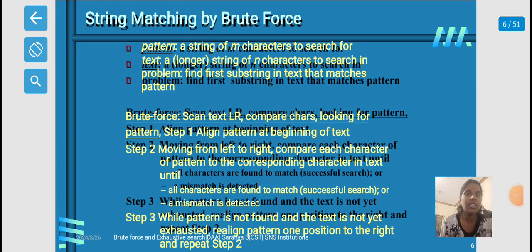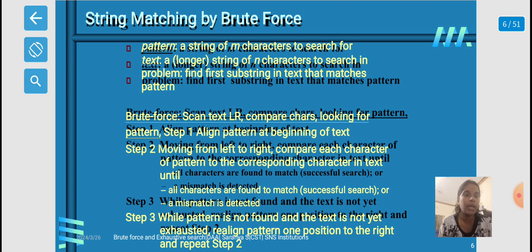The next one is string matching by brute force. The problem: given a string of m characters, called the pattern, and a longer string of n characters, called the text, find a substring in the text that matches the pattern. The brute force algorithm compares the characters, looking for the pattern.